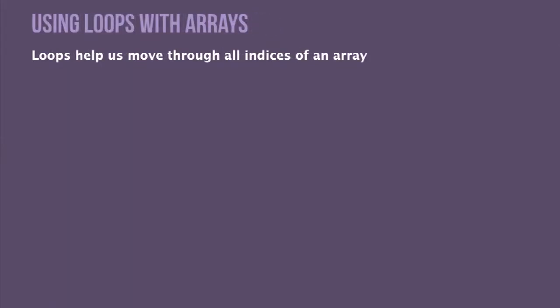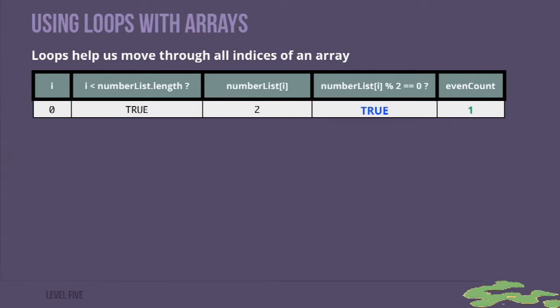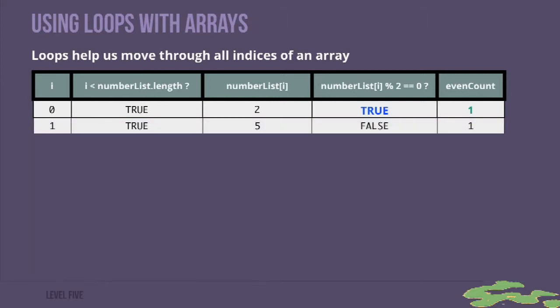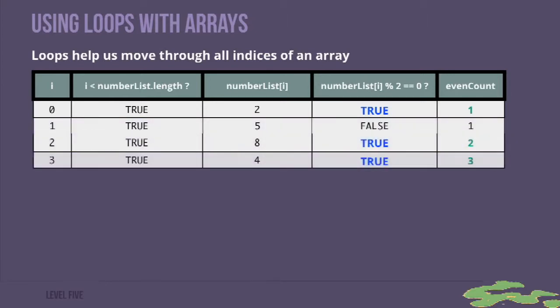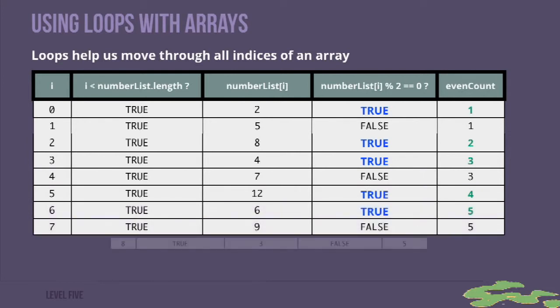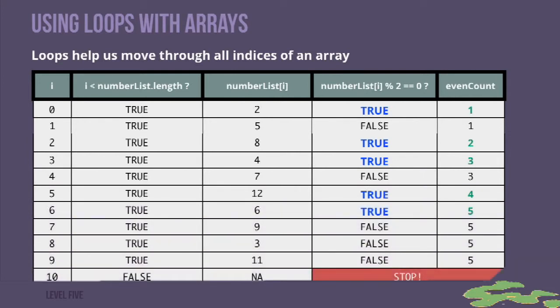Let's take a look at that code in action. When the index is 0, we check to see if we are still within the array length, and we are. So then we get the numberList value, which is 2, and then we check to see if 2 is an even number. 2, of course, is an even number, and so our even count would advance to 1. This procedure reoccurs throughout the entire array, erasing odd values and counting the even values. When we finally get to the end of the array, the loop stops, and you can see that we have an even count of 5.